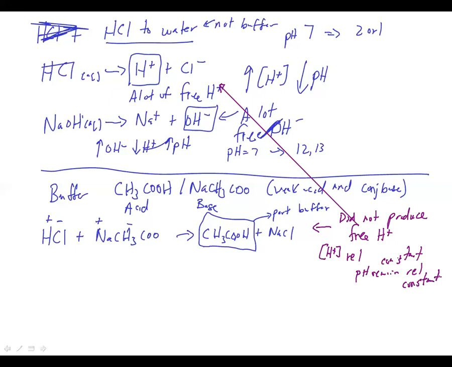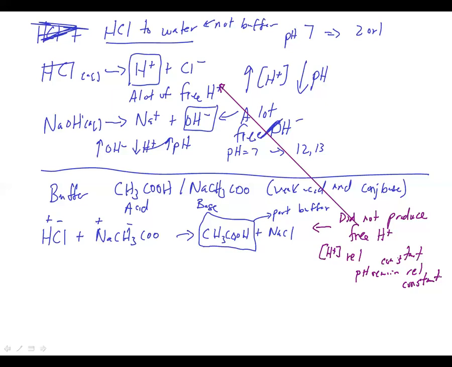I say relatively constant because, if you're monitoring the pH, you will see a slight drop in the pH. So again, maybe it goes from 4.74 where it began to a pH of like 4.6 or something like that. So it maintains about the same pH, but you won't see a big giant jump in pH because we didn't produce any free H plus.